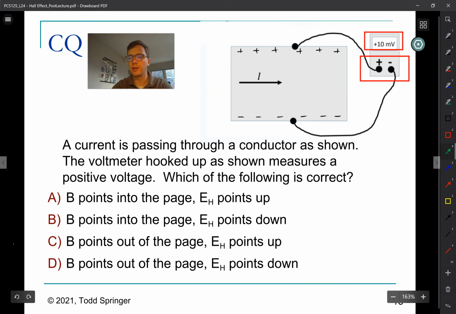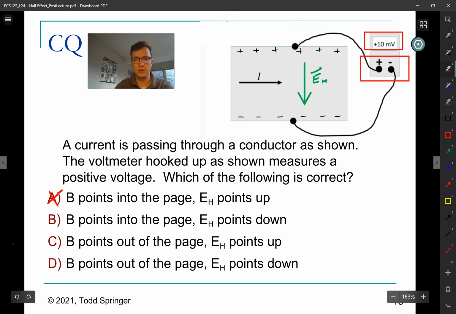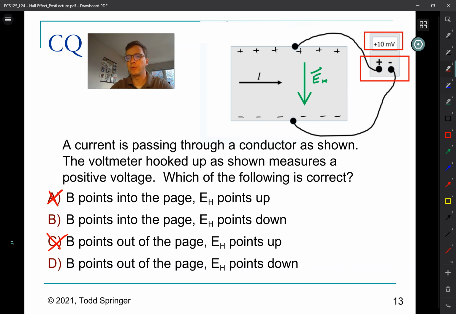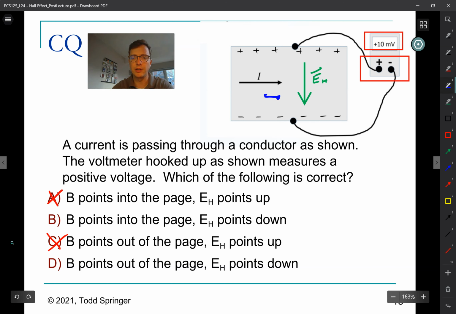And you know that electric fields point from plus to minus, so that means my Hall electric field, EH, must point downward, right? So I've got to eliminate this one and this one. Now I have to think about the magnetic field. Let's think about what's going on with a particular charge. Remember, this current is carried by electrons, so the electrons are moving this way. And how did the bottom surface get charged negatively? It got pushed downward by the magnetic force. So we know that the magnetic force must be pointing downward here, FB. That's how the bottom surface ended up becoming negative.